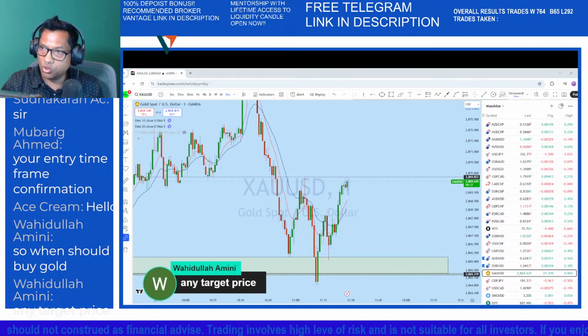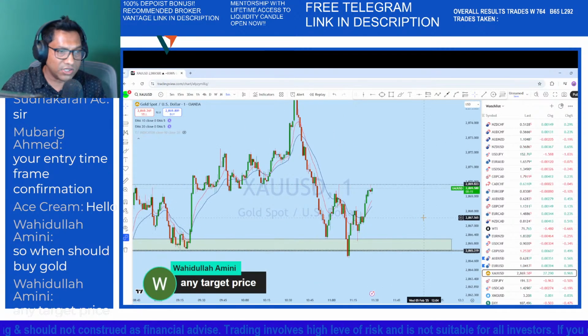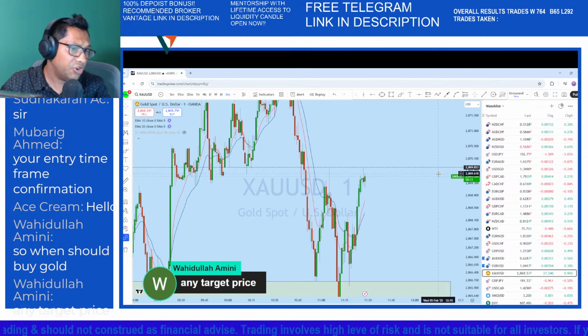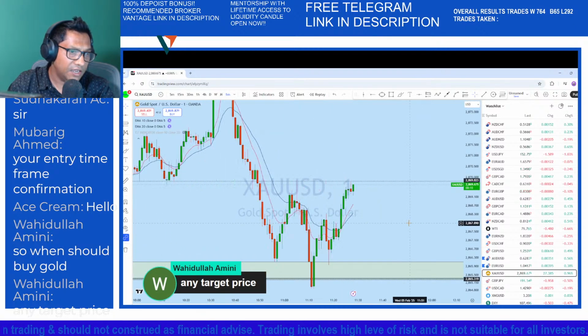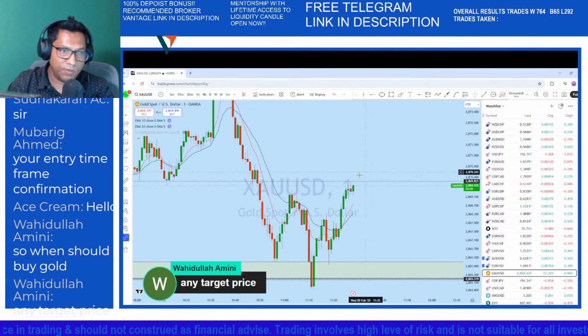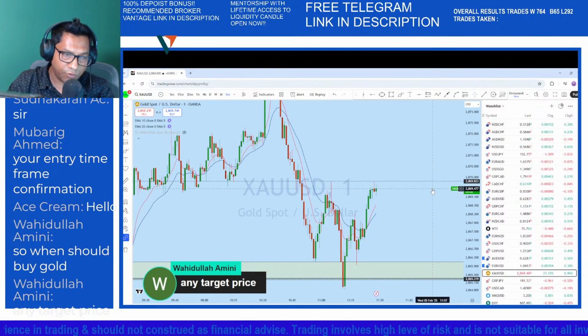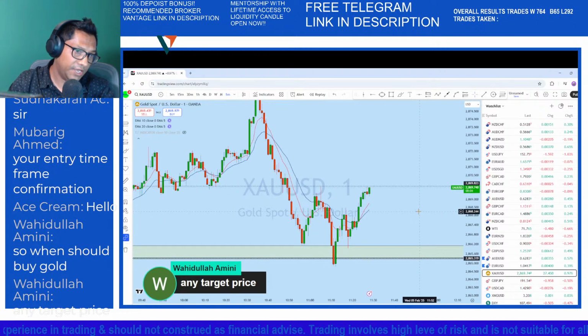Any target price? So still not, we are not entering yet. Once we find that entry opportunity we will be entering into the trade. So this is what we will be waiting for, a potential entry opportunity. Once we find that we will be looking for entry.